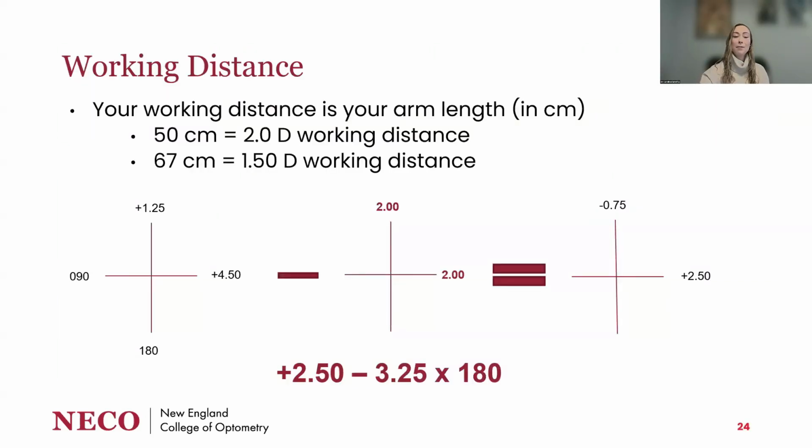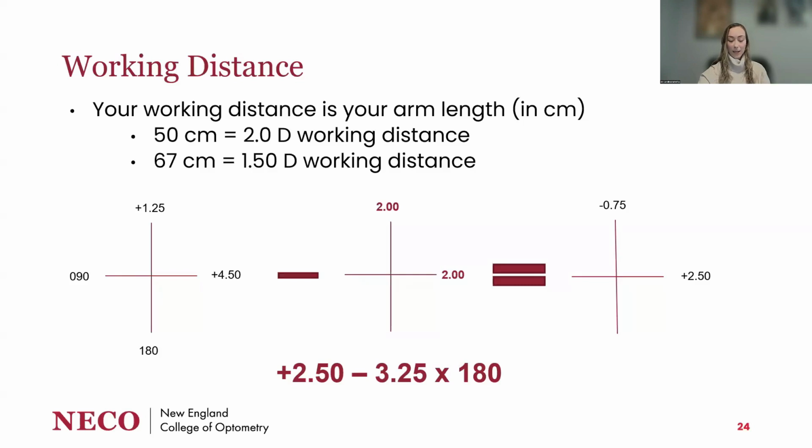Here is an example of what this may look like on a power cross. Keeping in mind, if you have a 50 centimeter working distance, meaning from your eye to the patient's eye, we have 50 centimeters between our retinoscope and the patient's eye, you must subtract your 2 diopter working distance. If you have longer arms, you're a little taller and sit further back, you may need up to 67 centimeters. I recommend this as your working distance because you can easily subtract 1.5 diopters from your retinoscopy findings.